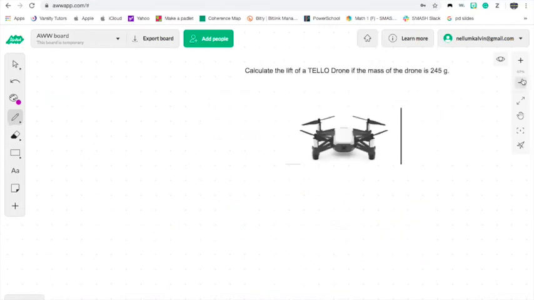All right, with that being said, I have a challenge for you. Calculate the lift of a TELLO drone if the mass of the drone is 245 grams.